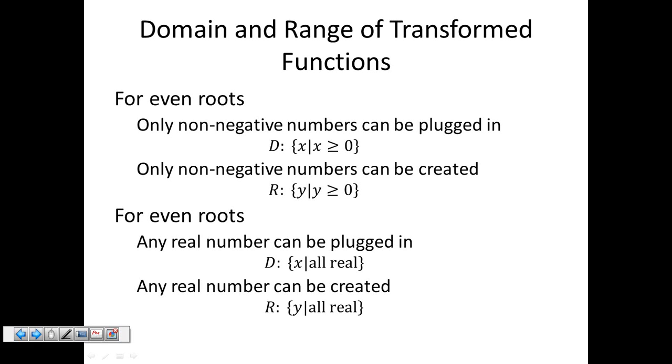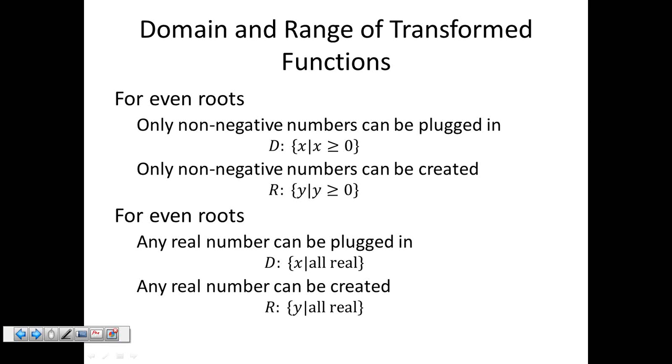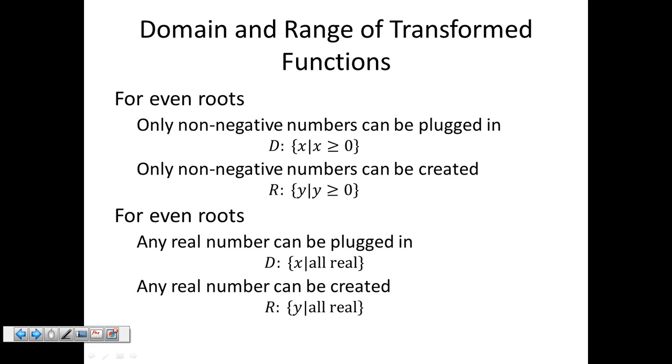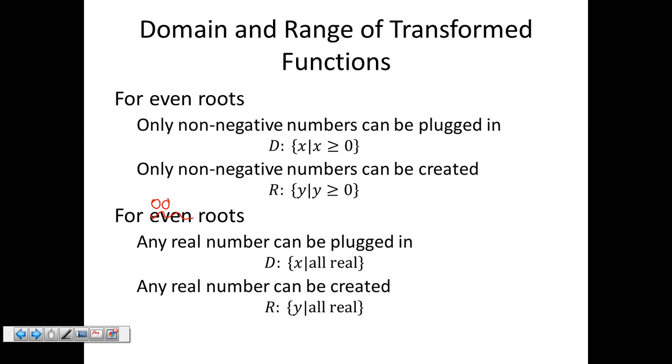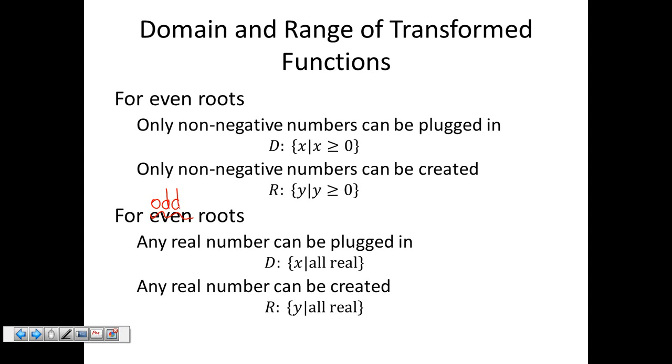For even roots, remember that our domain is all real numbers. For our range for, that's supposed to say odd roots. I guess that's what you get when you copy and paste. So for odd roots, the domain is all real numbers. For odd roots, the range is all real numbers.